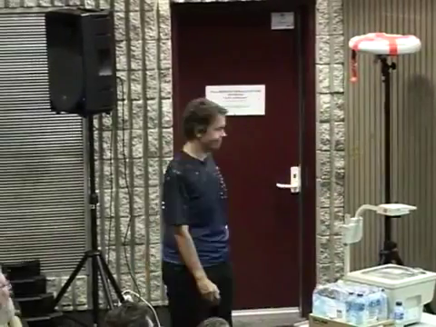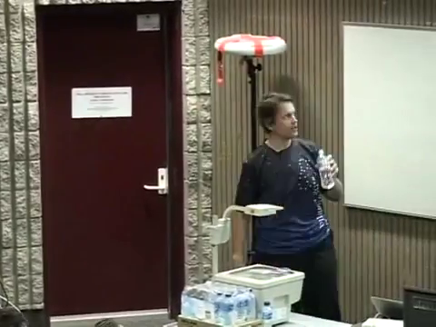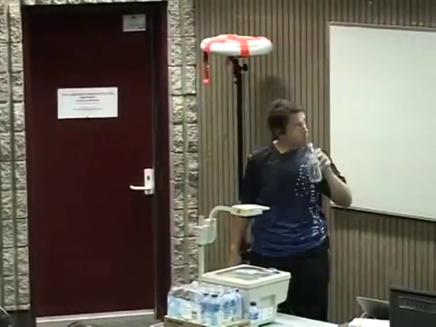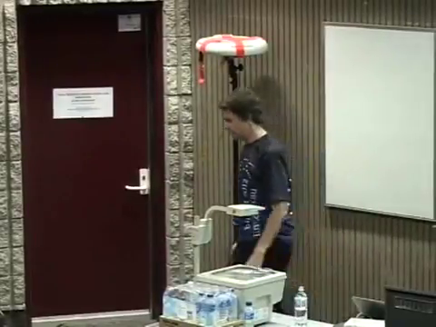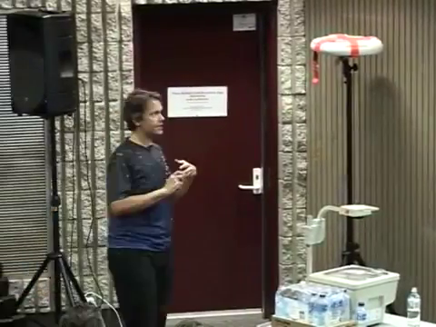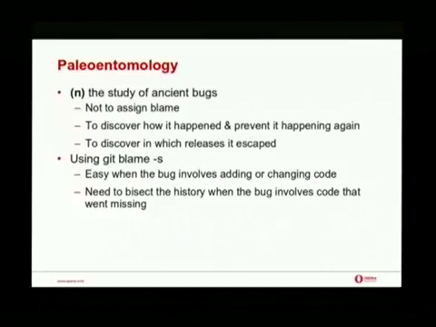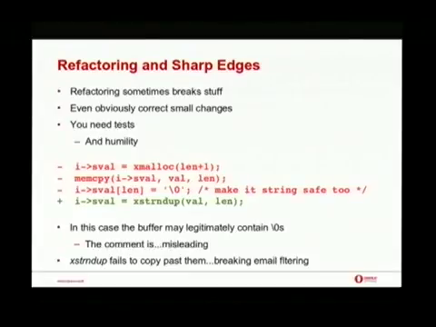Paleoentomology is the funny name for the study of ancient bugs. This is a name we came up with when I worked at SGI. It fundamentally comes down to trawling through the version control system to work out who broke something and why. And it's not a blame storm thing. The point is to discover how it happened, prevent it happening again, and also, more practically, you sometimes need to tell people which releases they need to upgrade from. Git blame -s is your friend. Sometimes you need to manually bisect things.